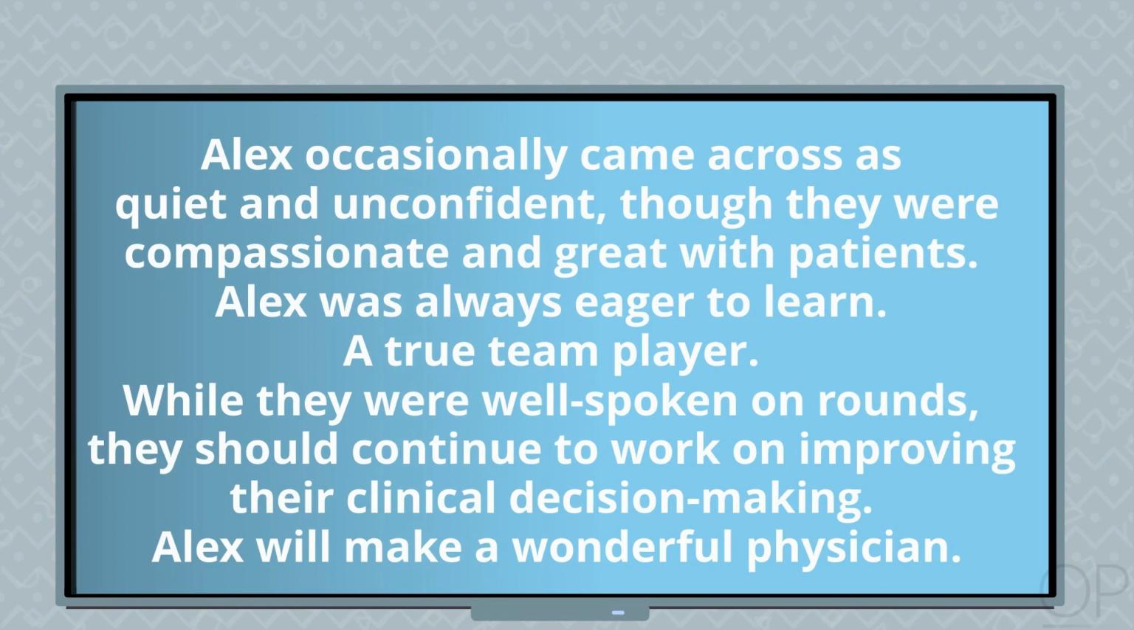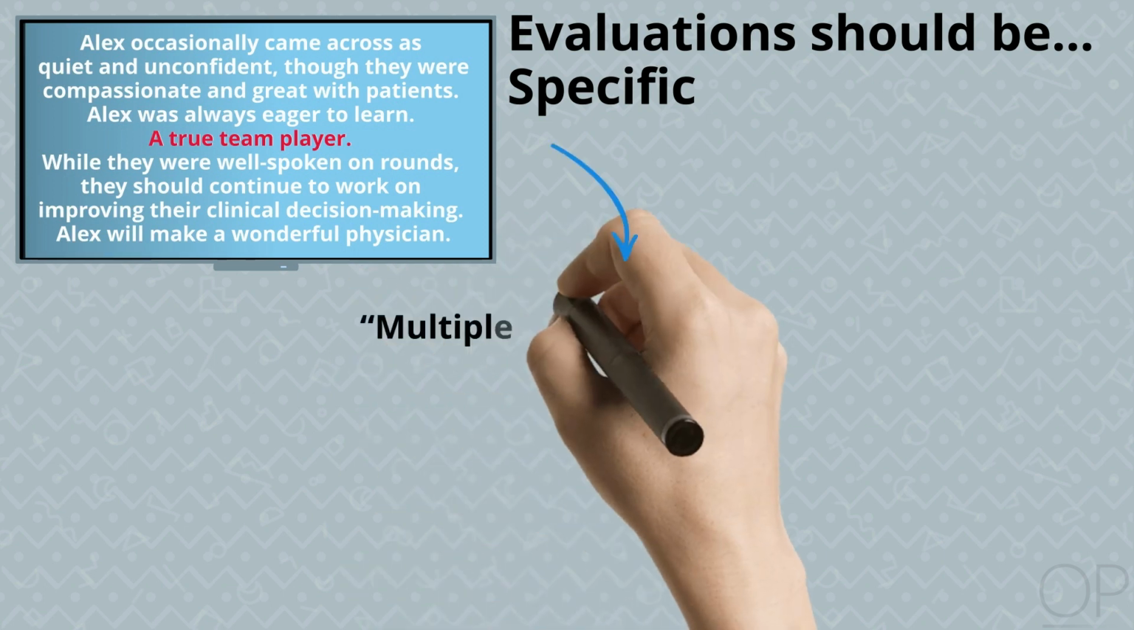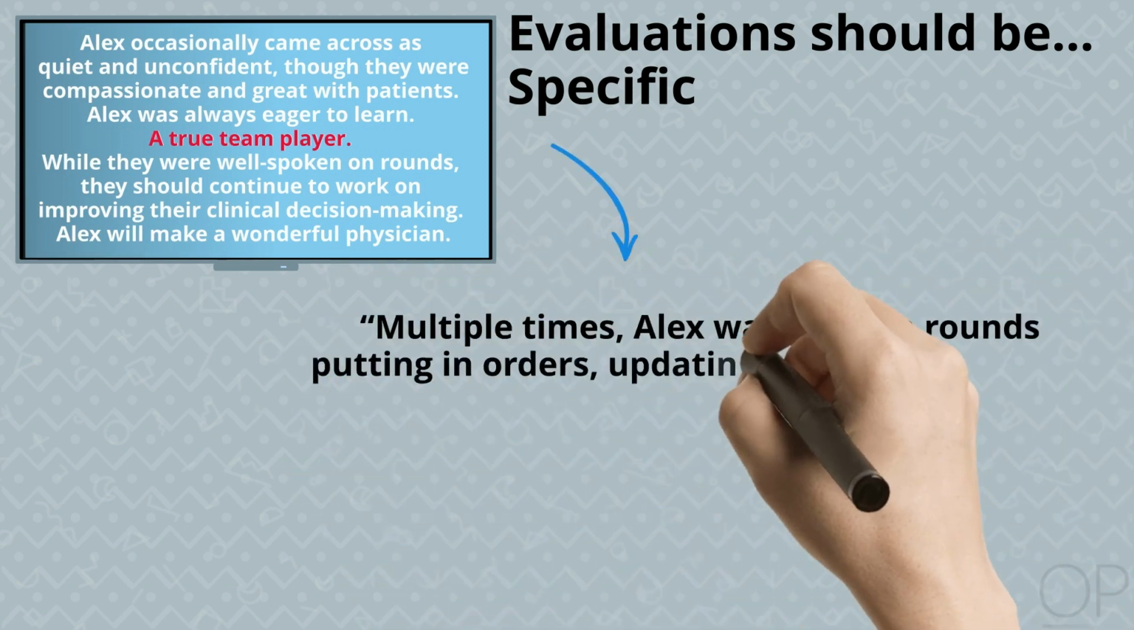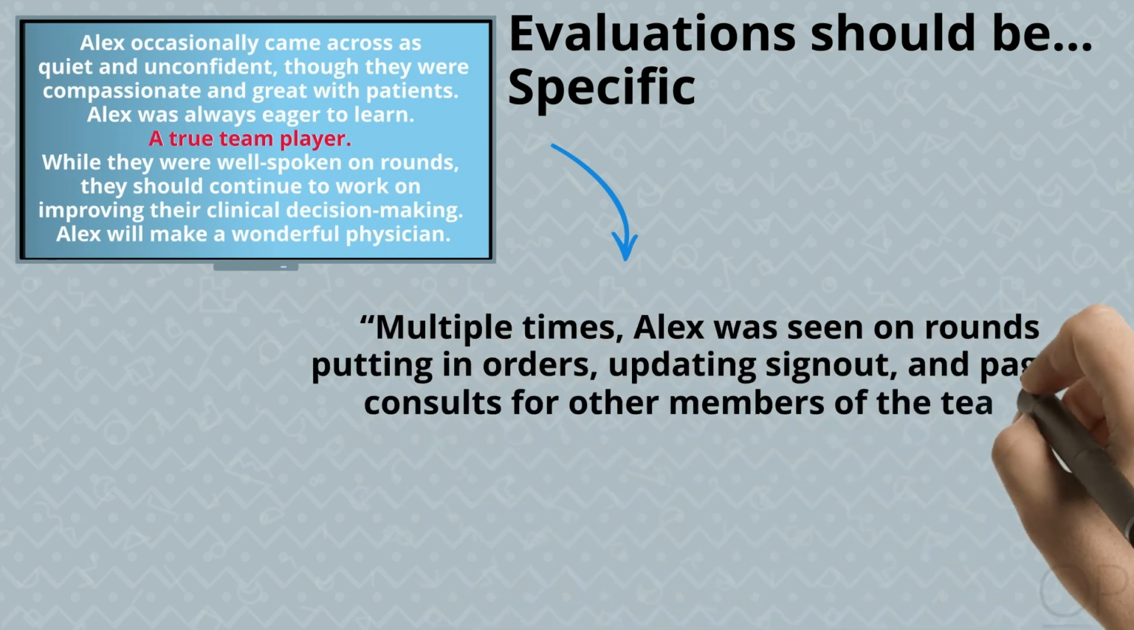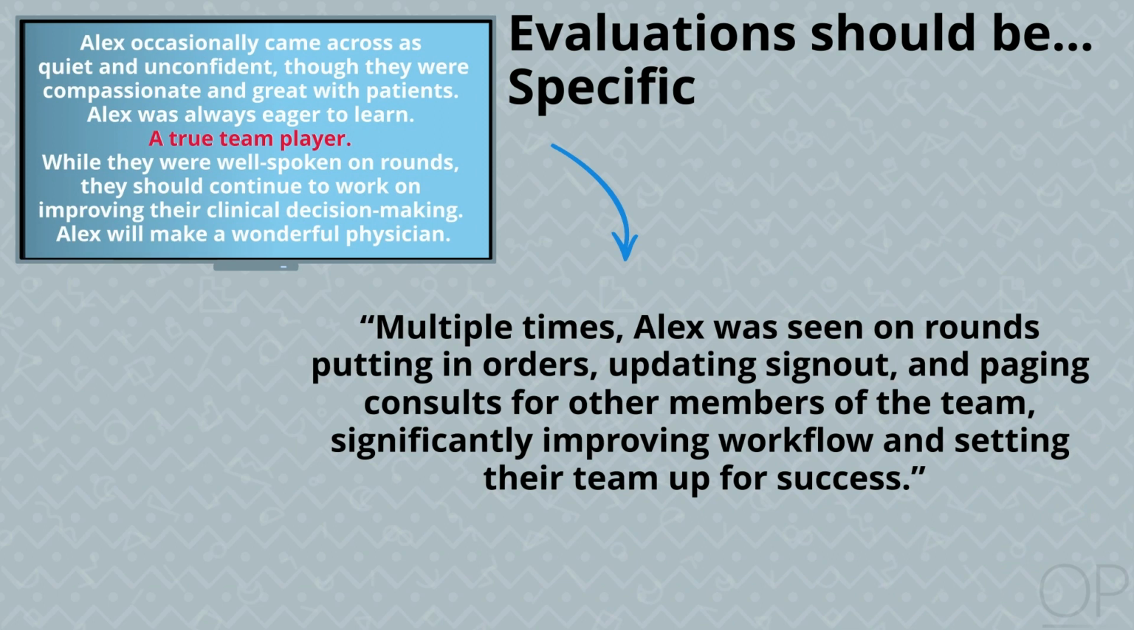Lastly, you should aim to give specific examples of discrete actions, not generalizations. For example, a true team player. How do you think we can make this more specific? Consider this as a replacement. Multiple times, Alex was seen on rounds putting in orders, updating sign-out, and paging consults for other members of the team, significantly improving workflow and setting their team up for success.